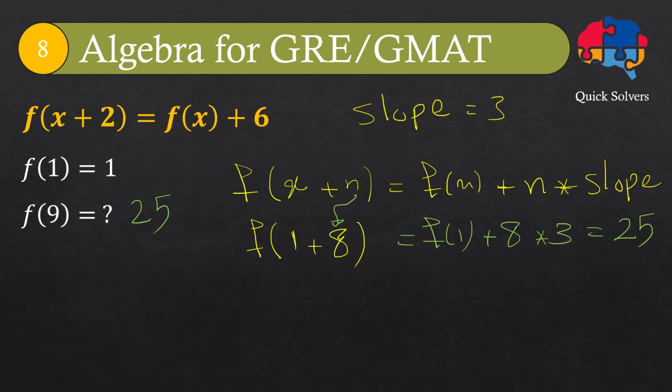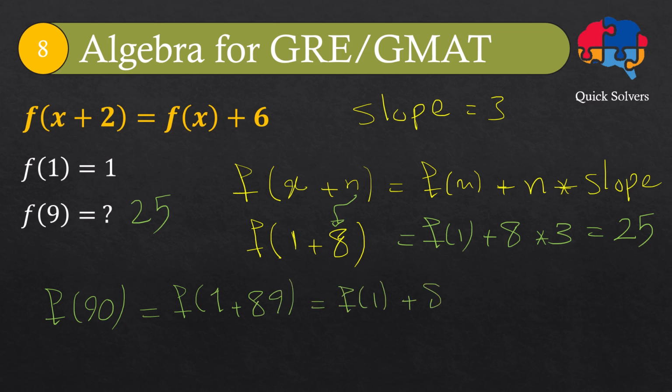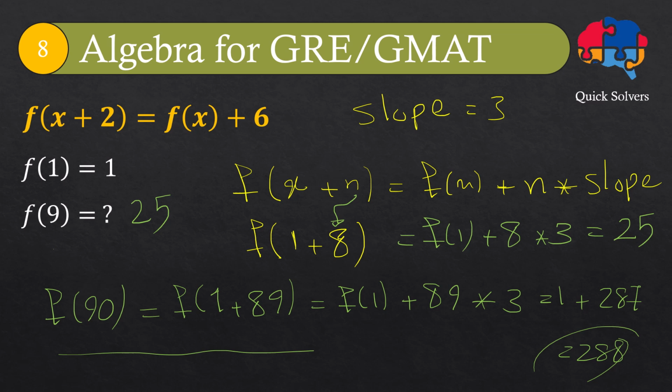So this is one way, and it is a good approach, because then you can easily find, instead of f of 9, f of 9t. That equals f of 1 plus 18.9 times 3, which is 1 plus 287, if I'm not mistaken, and this is 288. So by this approach you can find even f of 900 or 9000 or whatever.